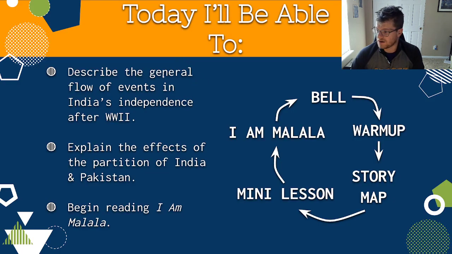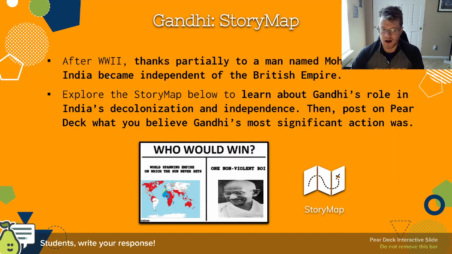And you can see here that we're really going to be talking about India's independence after World War II, and then what that looks like, and then the effects of something called the partition. And that will lead us into the book that we're going to be reading at the end of this semester, which is I Am Malala. So, first things first, we really can't talk about India's independence without talking about this dude, and that's Gandhi.